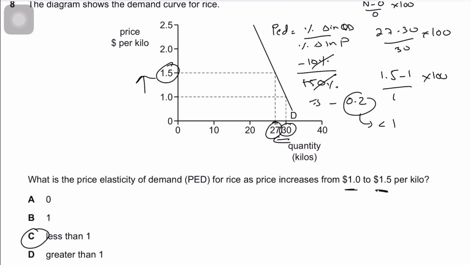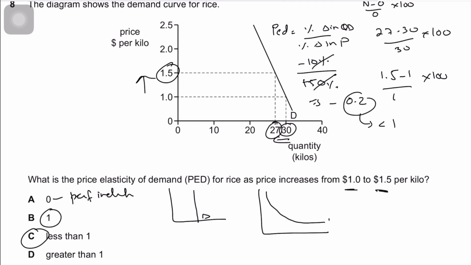By the way, if PED equals 0, it means perfectly inelastic, and the diagram for that would be drawn like a vertical straight line. If PED equals 1, it means unitary elastic. It's drawn like a rectangular hyperbola. This means that the revenue for the firm and expenditure stays the same, because the quantity demanded changes by exactly the same percent as the change in price.